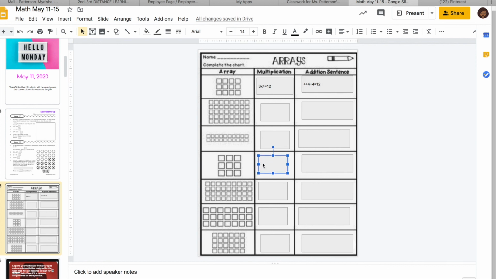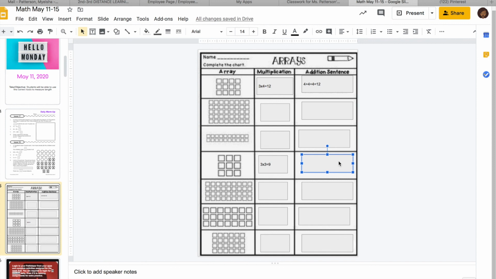Let's do this one down here. So let's do our multiplication. So our multiplication is, we count our rows first. 1, 2, 3. So we're going to write our 3 right here. Don't forget your times. Now we have to count how many columns do we have. 1, 2, 3. Don't forget your 3. How many does that equal altogether? 3, 6, 9. You write your 9.